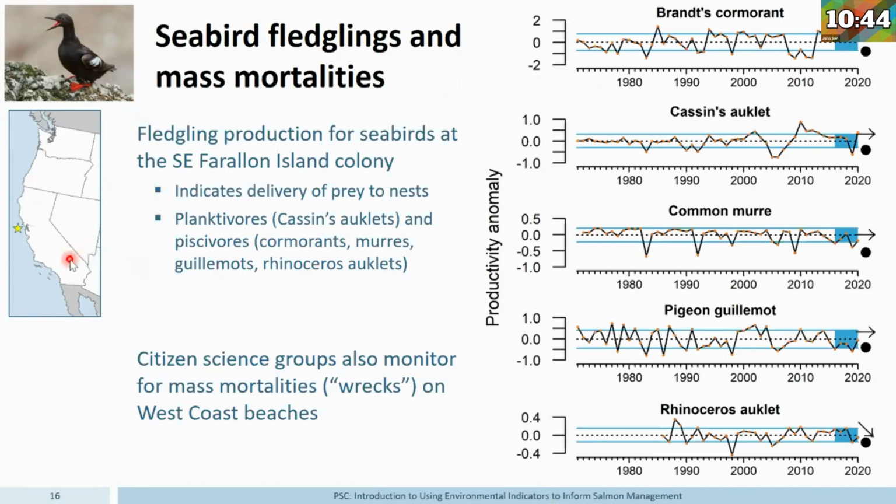Seabirds are really effective sentinel indicators. So here we're looking at the number of young produced by seabirds on the Farallon Islands off of California. And you can see patterns in how some years they produce very few chicks and other years they produce quite a bit, which we would translate into a sense of there being good food availability for them in years where lots of chicks are produced.